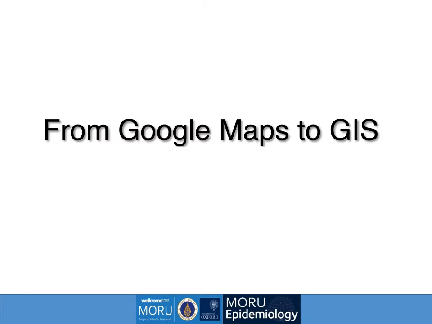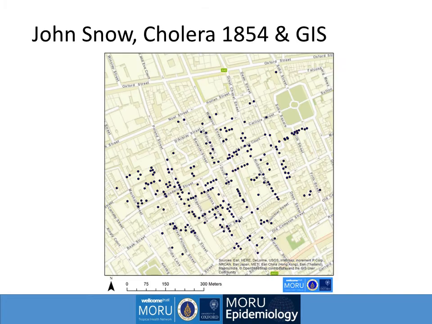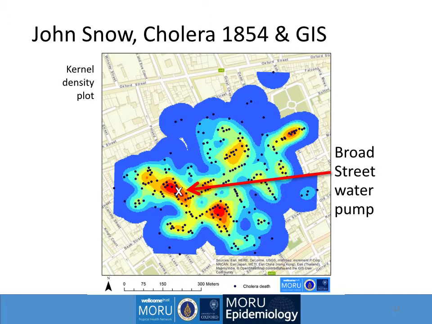So there will be a few more steps to get from Google Maps to GIS. For this, we can just plot the point file from the John Snow hard copy map, integrate the case data, and try to do the analysis, like here the kernel density plot. Now you can say that it's a GIS.